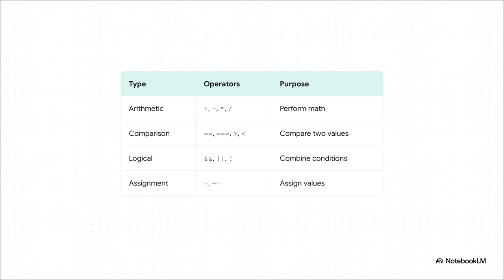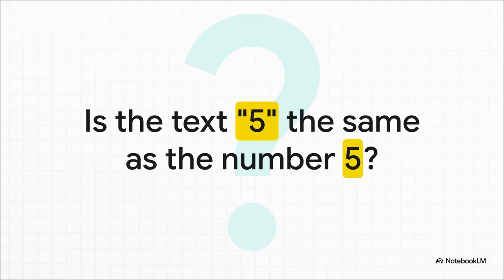Here's a quick flyby of the main types you'll use all the time. You got your arithmetic ones for math, your comparison operators for checking if things are equal or not, logical operators for combining different checks, and of course, assignment operators, which is how we put values into our variables in the first place.